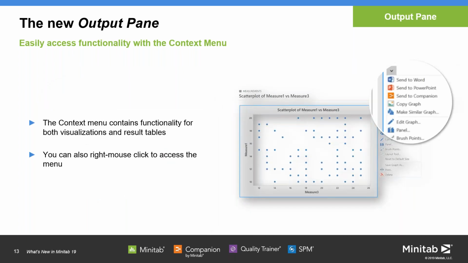The other thing we have is this context menu. You can right mouse click to access the same functionality, making it easier to navigate and manage that output. So this is where you'll find the familiar options to export or copy a graph and some of the other graph editing options.